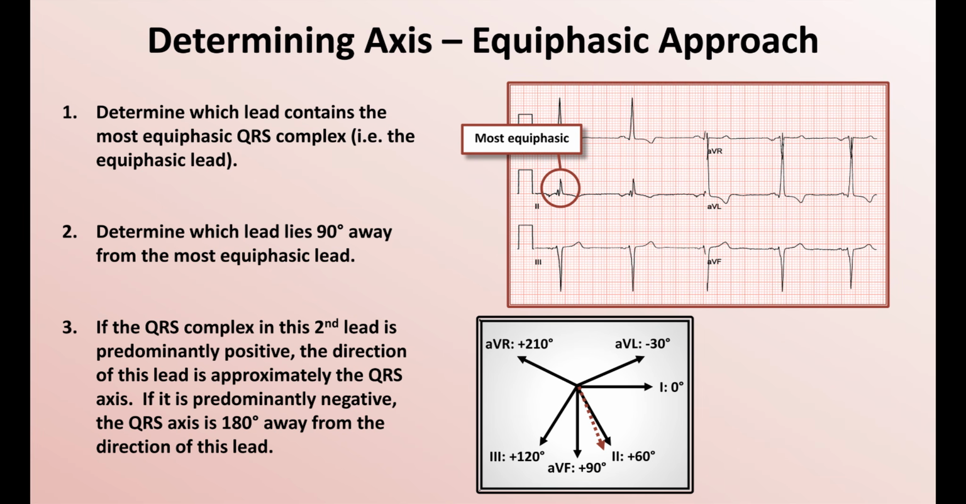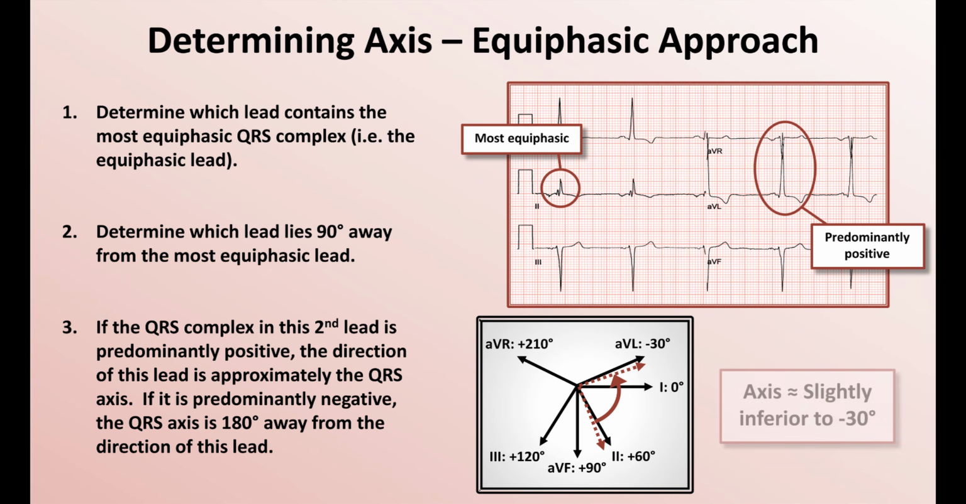What lies 90 degrees away from this? Well, that would be a virtual lead just clockwise of AVL. So let's look at the QRS complex in AVL. It's predominantly positive. So therefore the QRS axis is approximately equal to -30, and to be more precise, it is ever so slightly inferior to -30. The computer algorithm for this particular EKG had calculated an axis of -22.